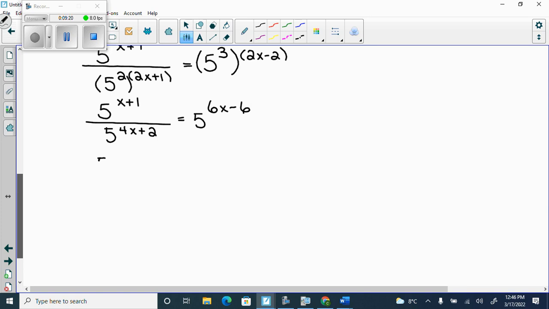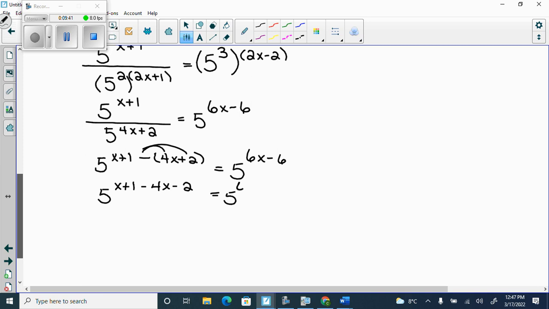So I'm going to get 5 to the x plus 1 minus 4x plus 2. You have to subtract exponents. Equals 5 to the 6x minus 6. Distribute your minus sign through, try and solve it. We're going to get 5 to the x plus 1 minus 4x minus 2 equals 5 to the 6x minus 6. Then I can collect like terms. So I get 5 to the x minus 4x is negative 3x. Plus 1 minus 2 is minus 1. Equals 5 to the 6x minus 6.